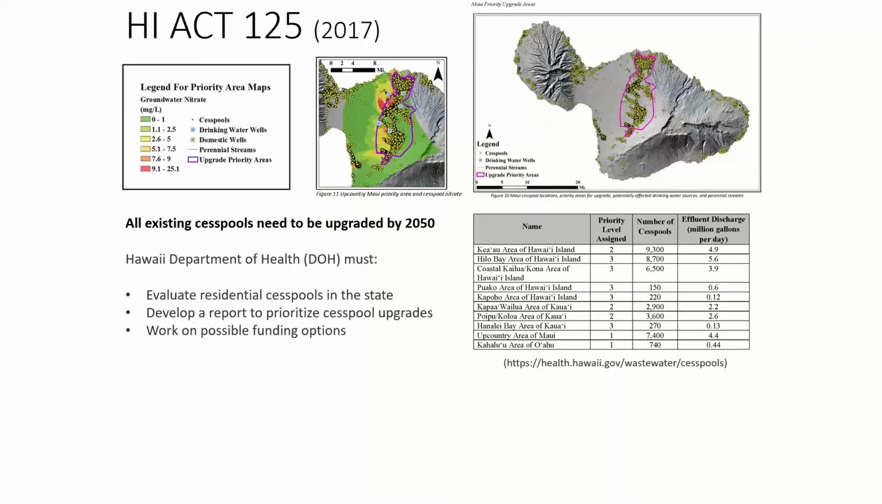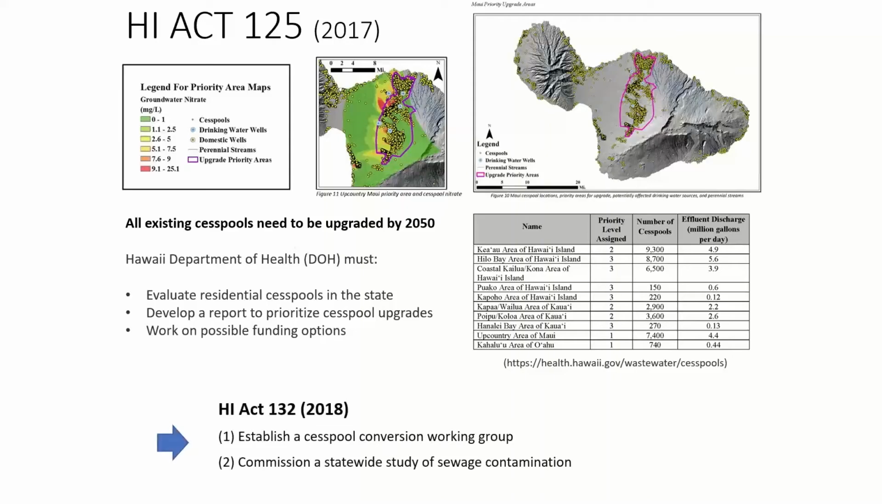If you remember the number, there are 88,000 plus that we know about, and probably another 25% more that we have not documented for one reason or another. The legislature also asked DOH to evaluate residential cesspools, develop a report, and work on possible funding options for upgrades. The following year they established a cesspool working group, which Michael Mezzacapo will touch on later today. More importantly to us, they commissioned a statewide study of sewage contamination in the nearshore environment.